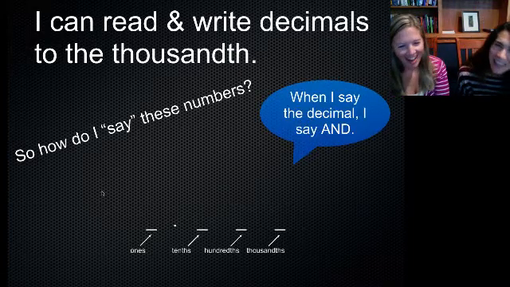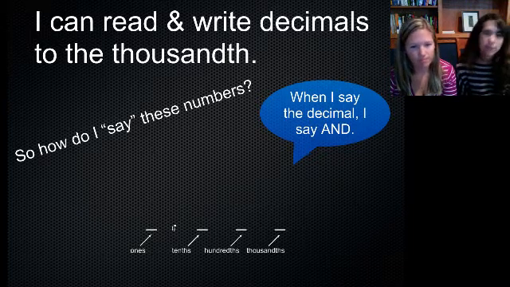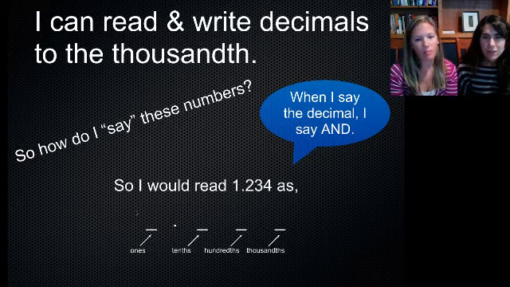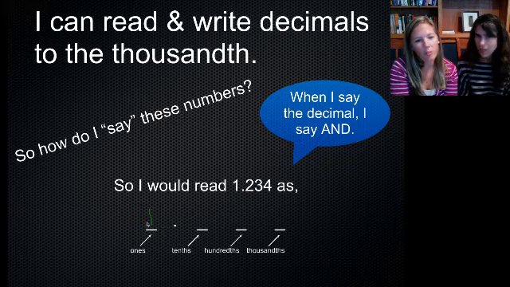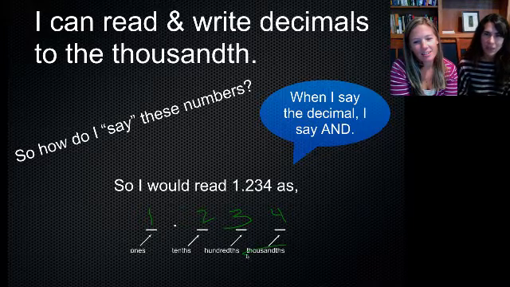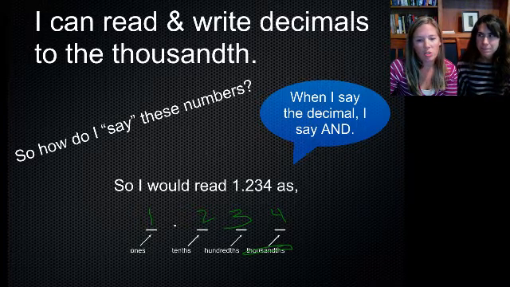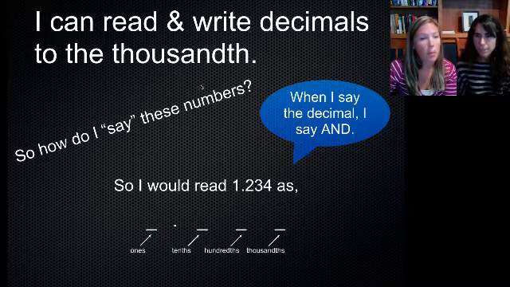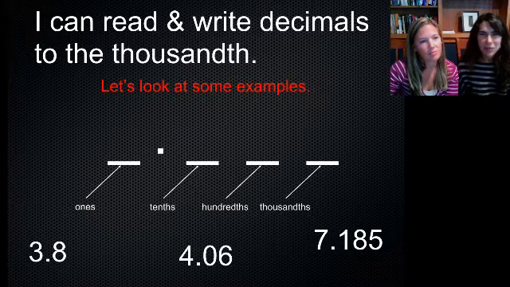So when I say the decimal, this is where we get to say the word "and" instead of "point." So instead of saying 1.234, we are going to say 1 and 234 thousandths. Oh, look at how fancy we're getting. Since we ended on that word thousandths, that's where we get to say that. And we're just writing it in there so you can see exactly where it lines up. There we go. So here's a couple more examples for you.